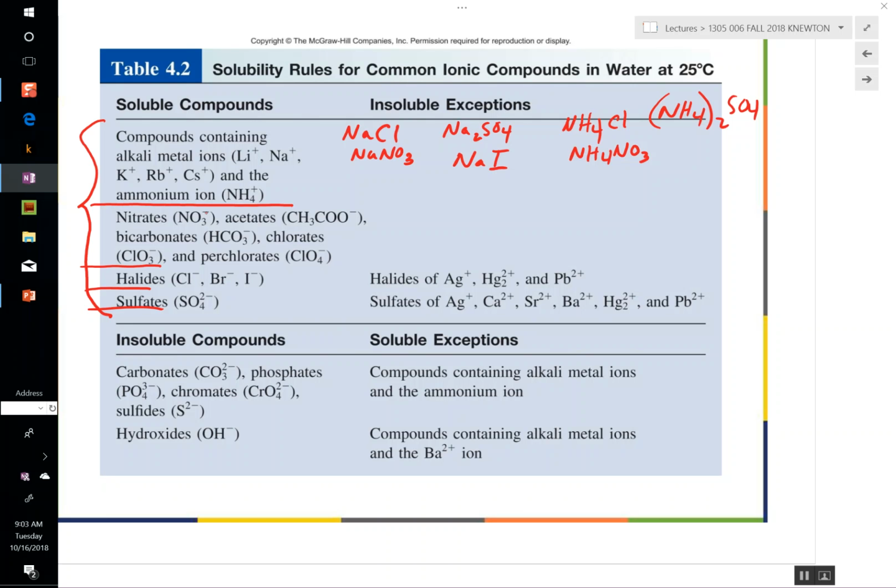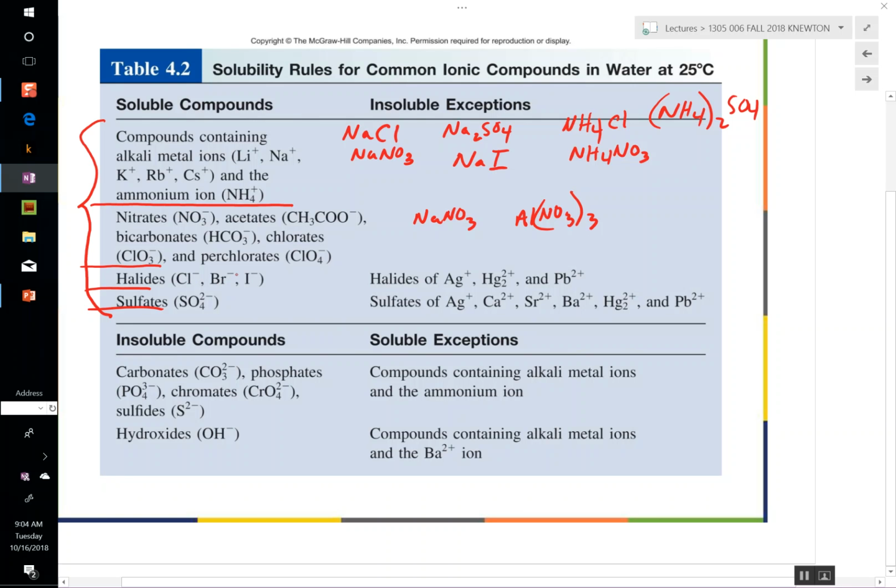So any nitrate, any acetate, bicarbonate, chlorate, or perchlorate is soluble in water. So sodium nitrate, but even aluminum nitrate. Okay? We didn't say anything about aluminum yet, but it's saying any nitrate is soluble in water, so an aluminum nitrate is going to be soluble in water. You follow me?